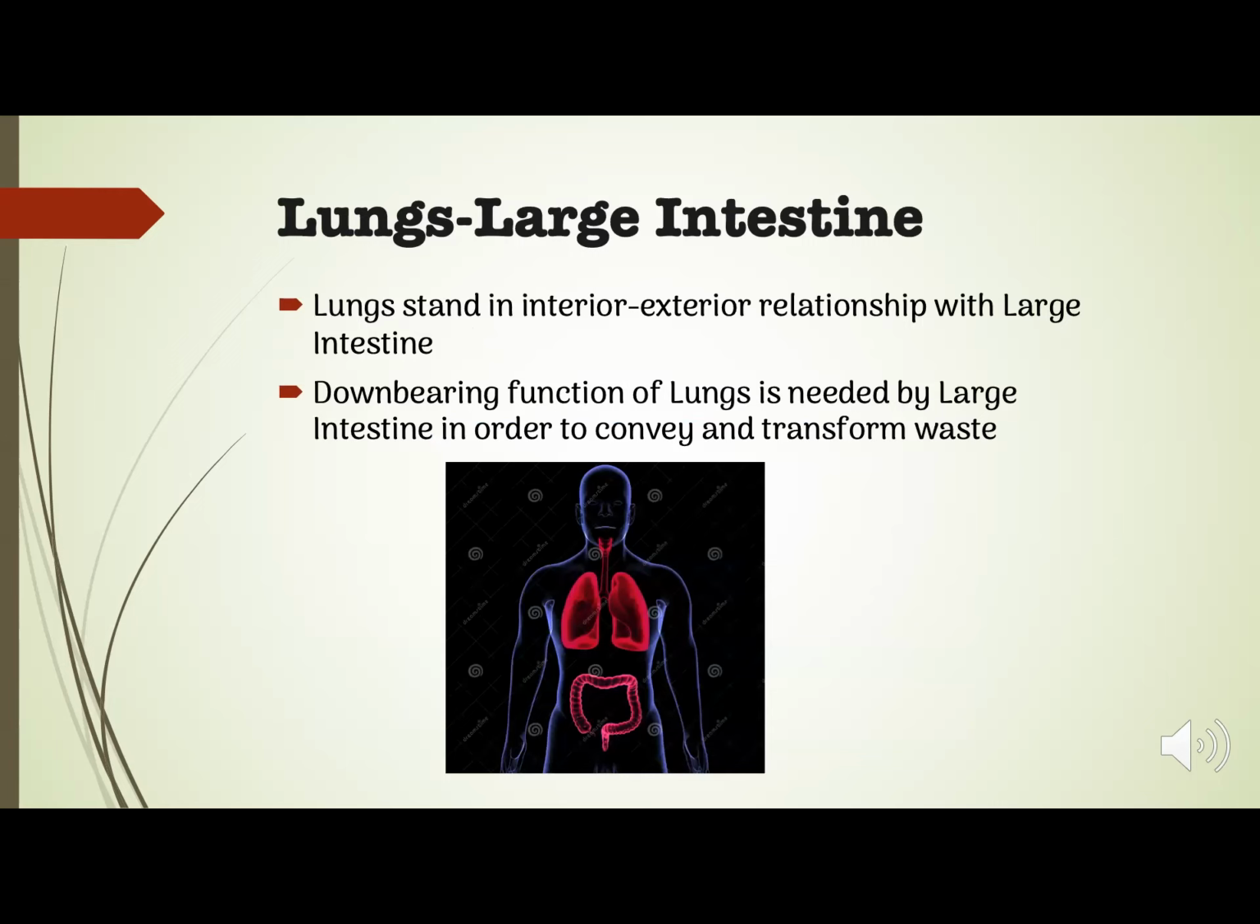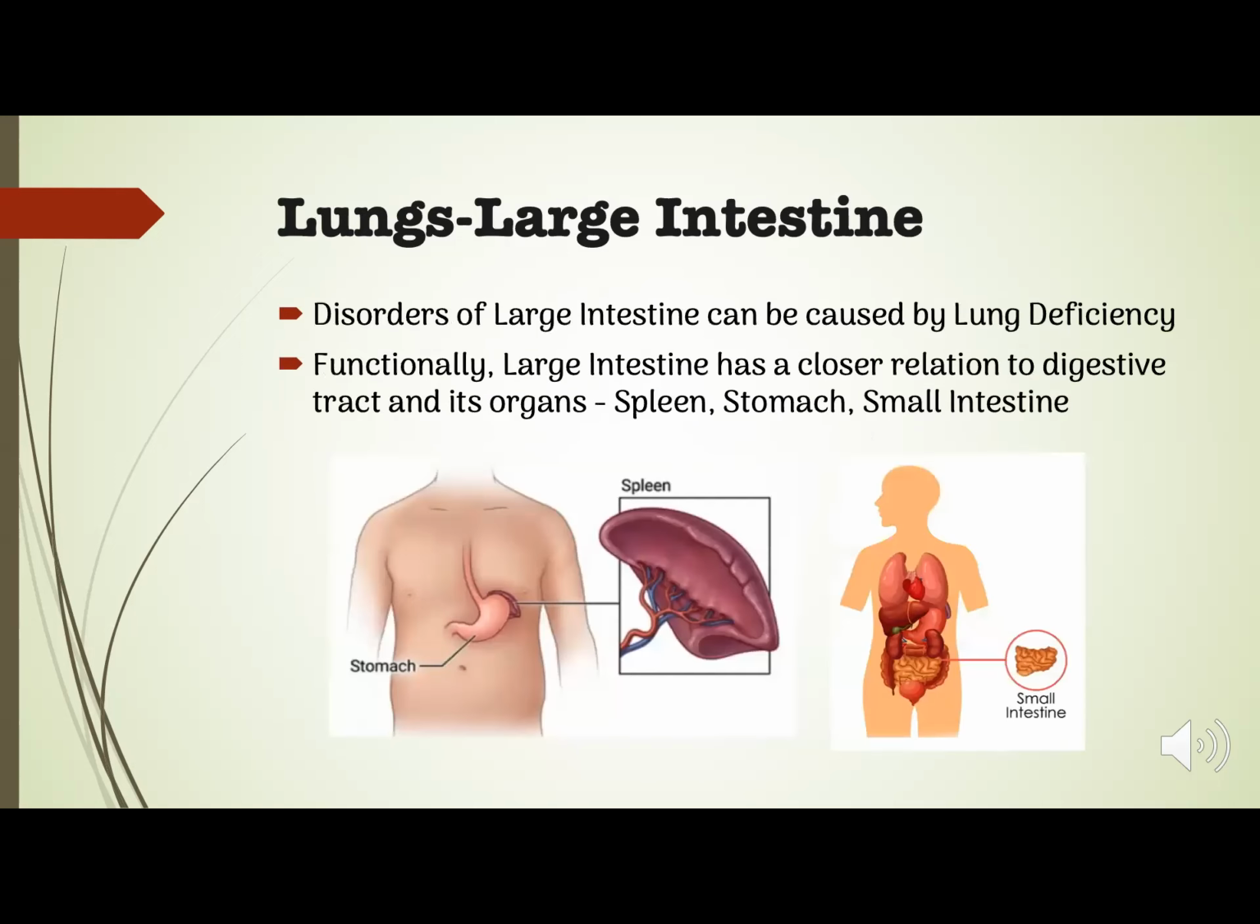Lungs stand in interior-exterior relationship with the large intestine. The down-bearing function of lungs is needed by the large intestine in order to convey and transform waste. Thus, if lung qi or lung is deficient, then we can expect disorders in the large intestine. Functionally, large intestine has a closer relationship to the digestive tract and its organs, namely the spleen, the stomach, and the small intestine.